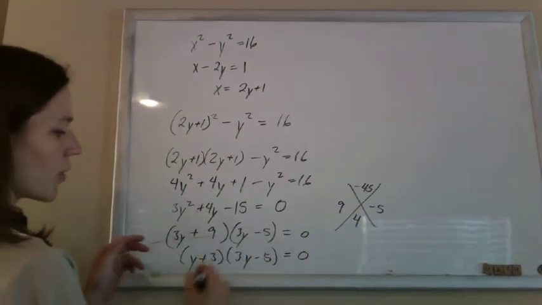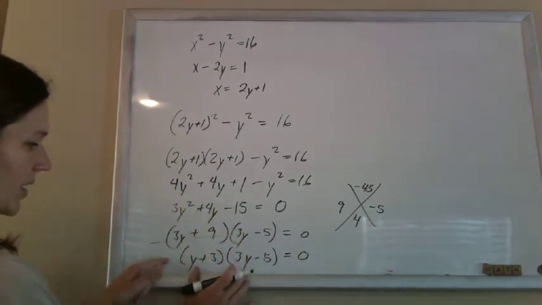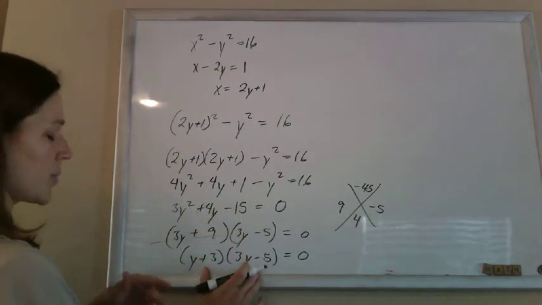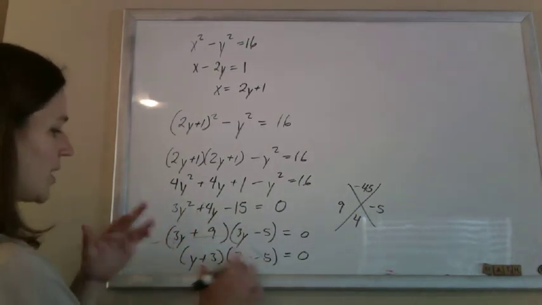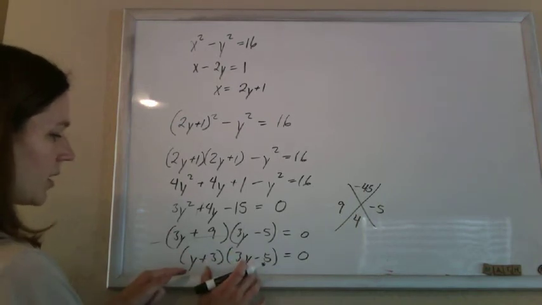If you don't like the trash method, you don't have to do it. However you factor that, you can use an Xbox, you can use a star, you can use guess and check. However you want to get there, get there.